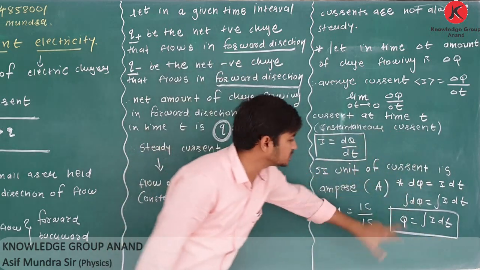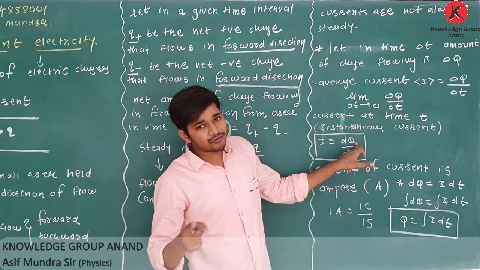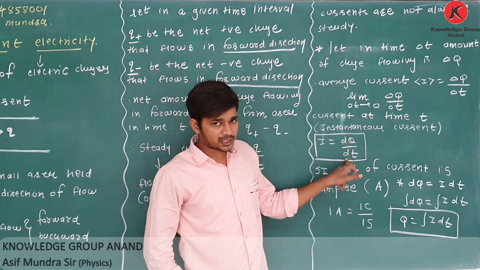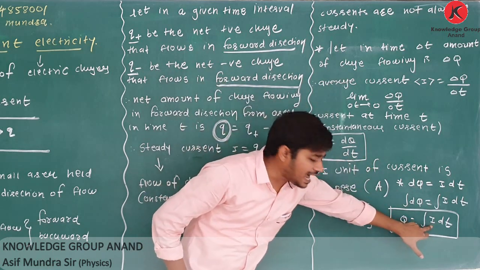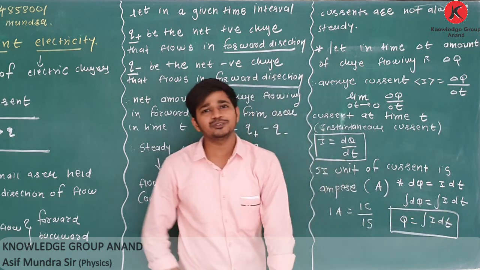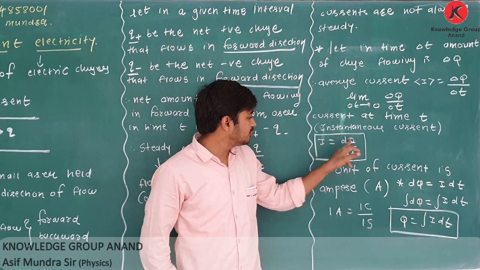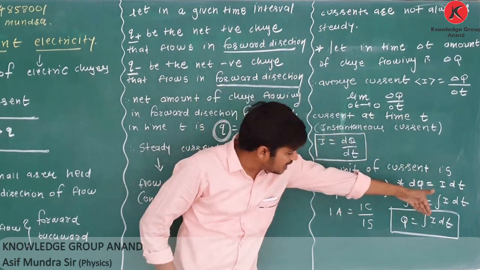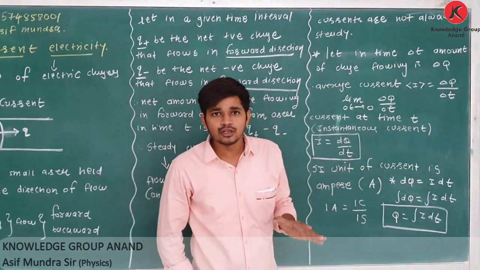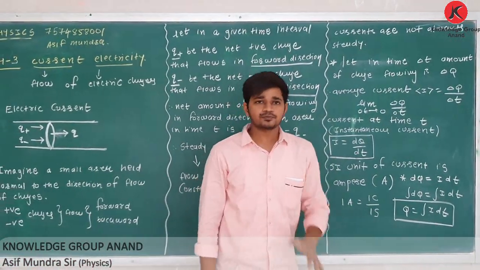See what is the difference between these two equations? If you are given q and you have to find I, differentiate with respect to time. If you are given I and you have to find q, integrate with respect to time. Clear about this? So if you are given q, you can find I. If you are given I, you can find q. So this is the basics of what electric current is.